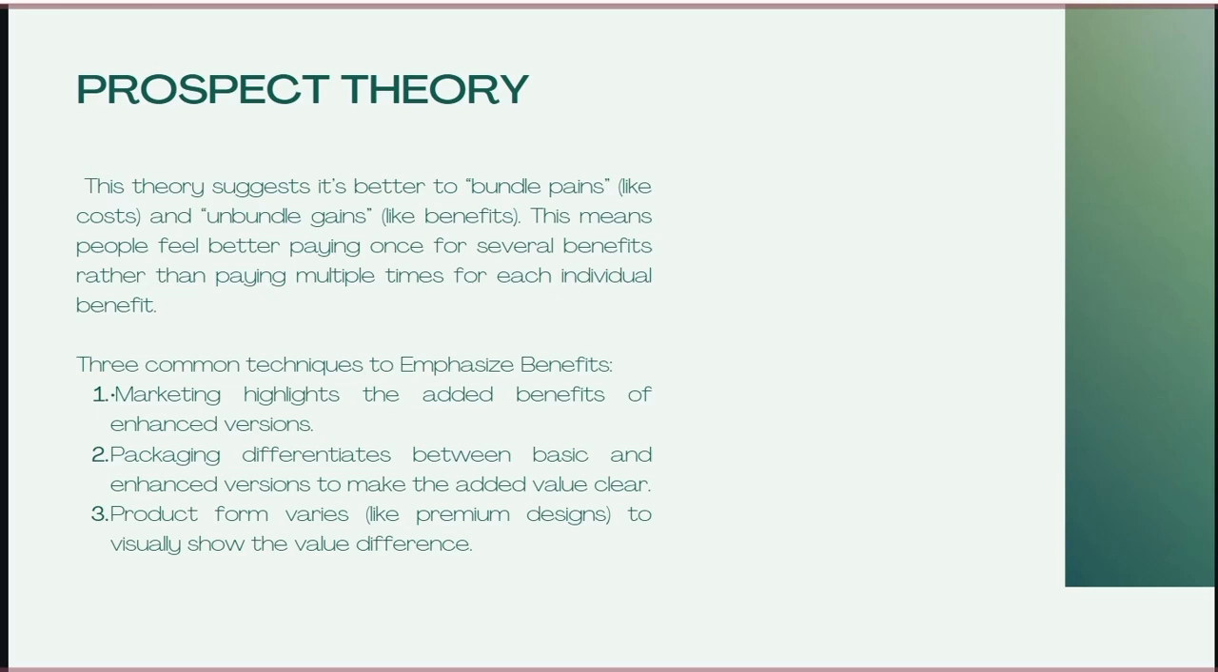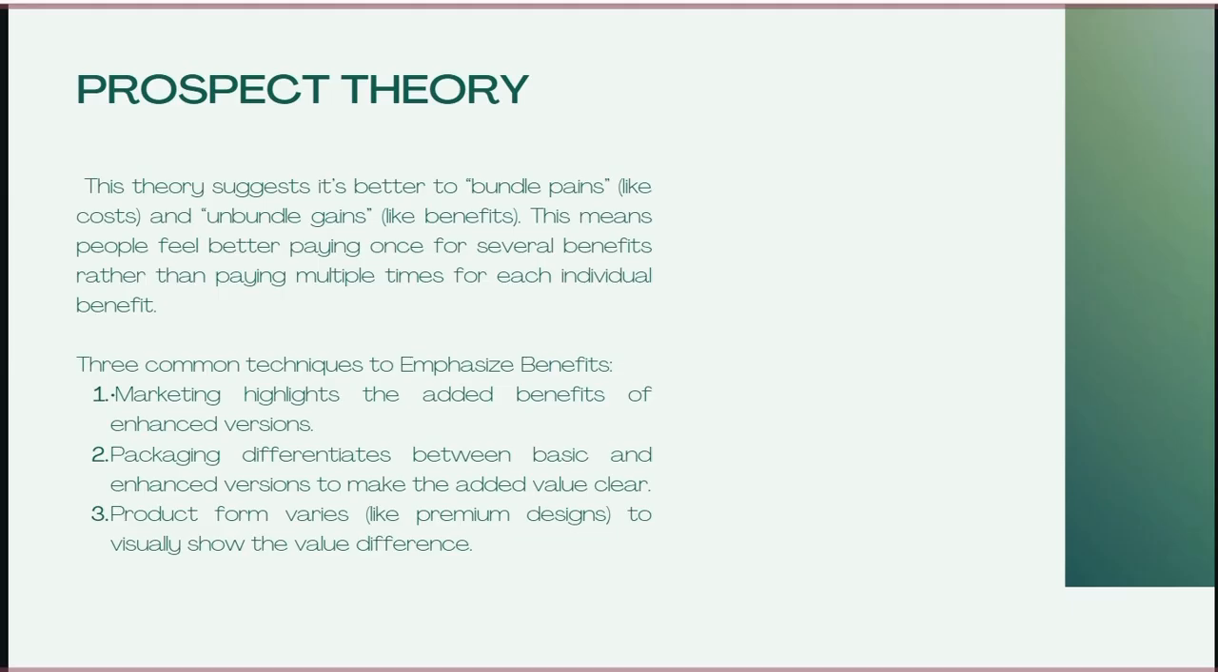So next is the prospect theory. So ang prospect theory, it is a concept from psychology that tells us it's better to bundle pains and unbundle gains when setting prices. In other words, people prefer to make one payment for several benefits rather than paying separately for each one. When it comes to versioning strategies, companies use this insight to combine multiple features into a single, higher level version of a product. For example, the higher level versions may offer more features or better performance, making it more attractive without asking customers to pay for each benefit individually.